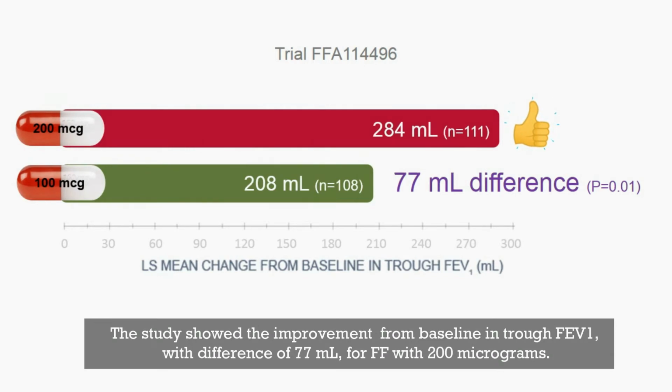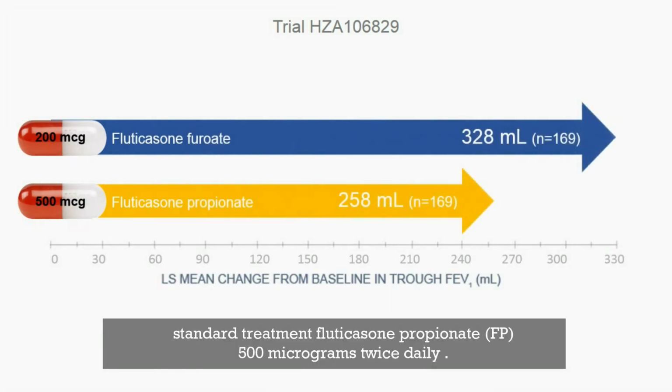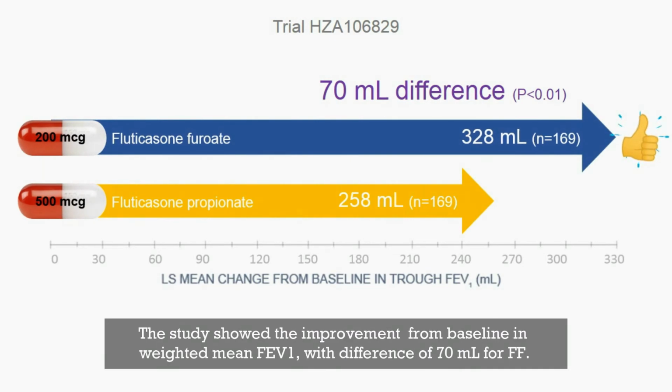Another trial evaluated the efficacy of FF 200 micrograms with a standard treatment, fluticasone propionate, FP, 500 micrograms twice daily. The study showed the improvement from baseline in weighted mean FEV1 with a difference of 70 ml for FF.